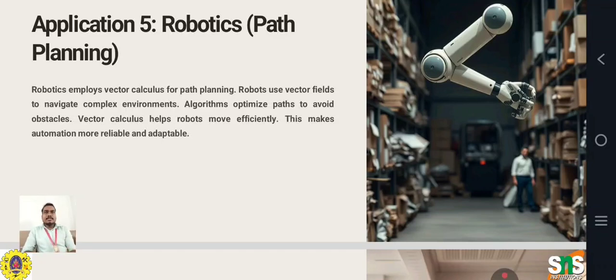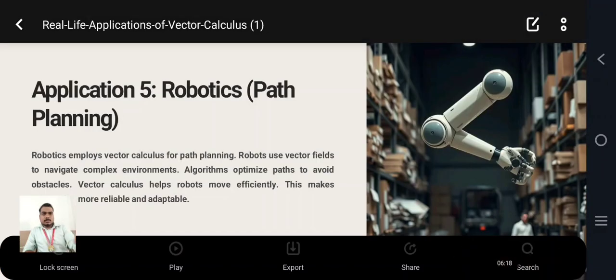Next, we will see robotics. Calculus is basically the mathematics of change. In robotics, specifically motion, mobile robots drive around with a velocity and direction, represented as vectors.